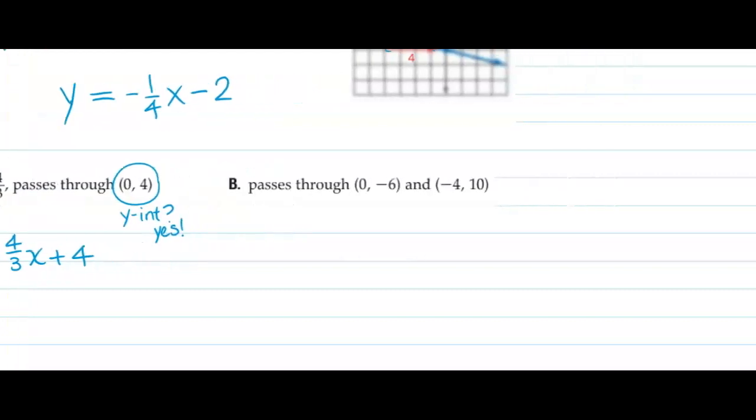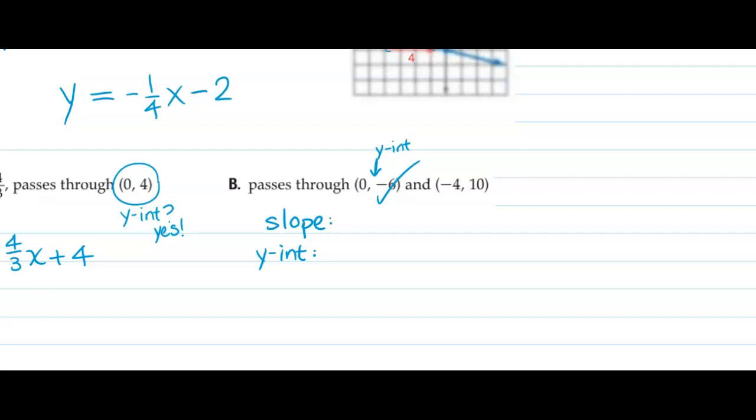Over here, it gets a little bit more complicated. Now we're supposed to use slope-intercept form. Think about what ingredients we need to use slope-intercept form. We need a slope, and we need a y-intercept. Well, recall, y-intercepts are all of the form (0, a number). So we do have a y-intercept right here. We do have that. But we don't have a slope.